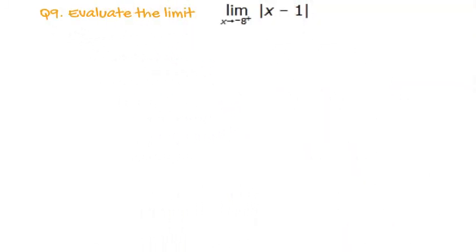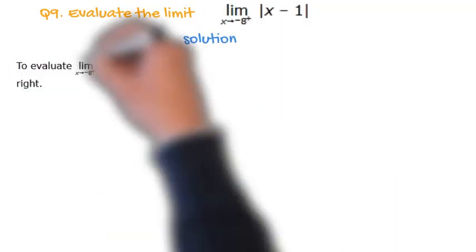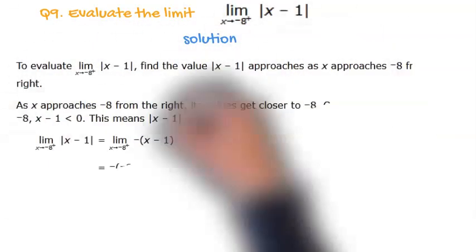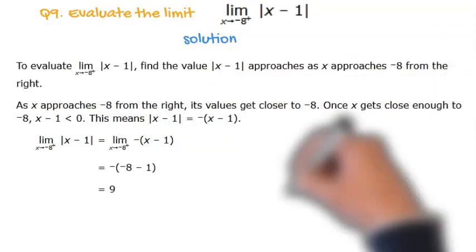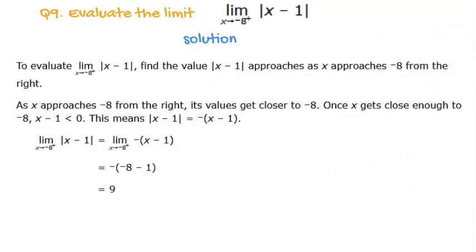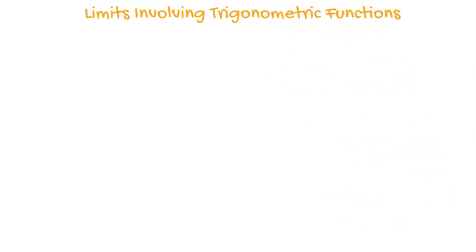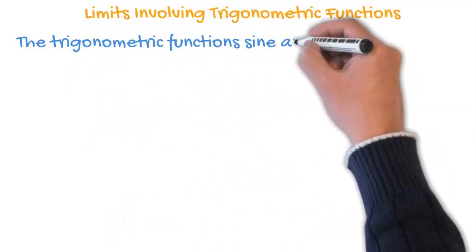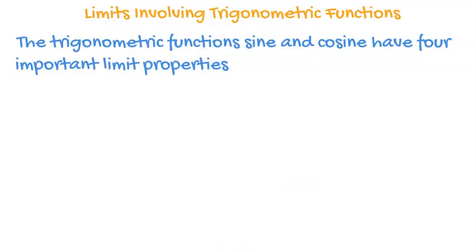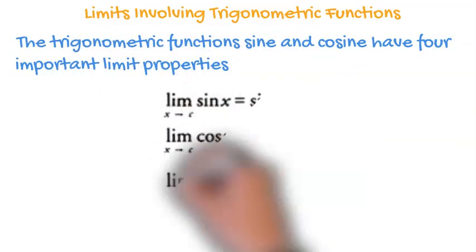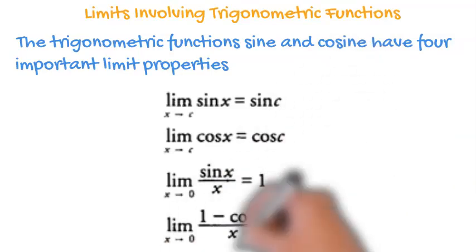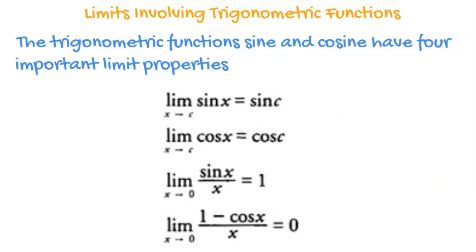Evaluate the limit. The trigonometric functions sine and cosine have 4 important limit properties. You can use these properties to evaluate many limit problems involving the 6 basic trigonometric functions.